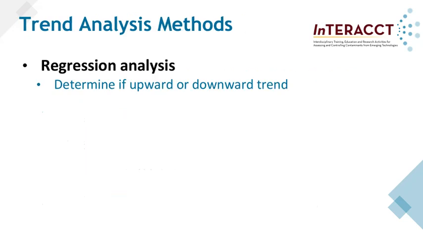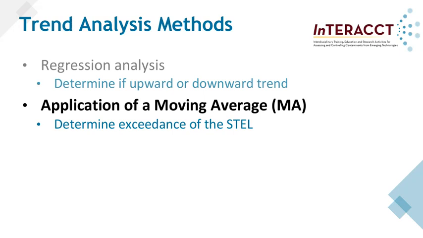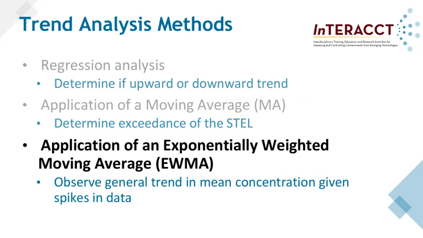Another method in terms of actual trend analysis is to perform a regression analysis to determine whether it's an upward or downward trend. Another option of trend analysis is what's known as a moving average, which can be used in the case of determining whether there is an exceedance of the STEL, short-term exposure limit, as will be demonstrated soon. And then I would like to tell you about the feature in Excel for computing the exponentially weighted moving average, or EWMA. This is a type of digital filter that provides a general trend in the concentration when you want to ignore the spikes in the data.